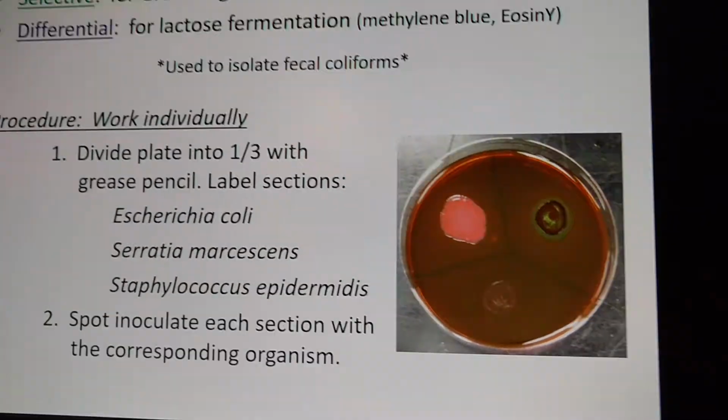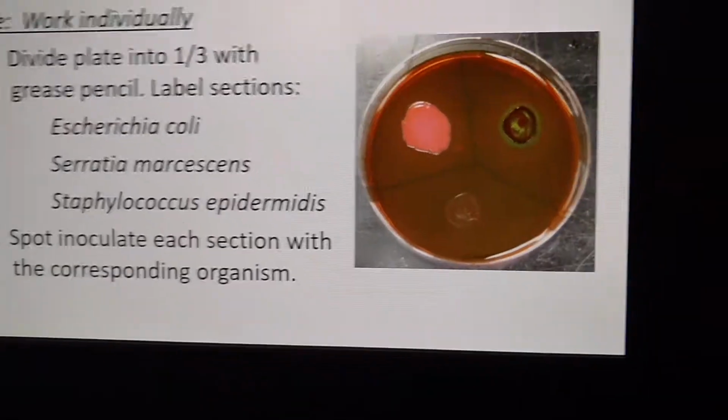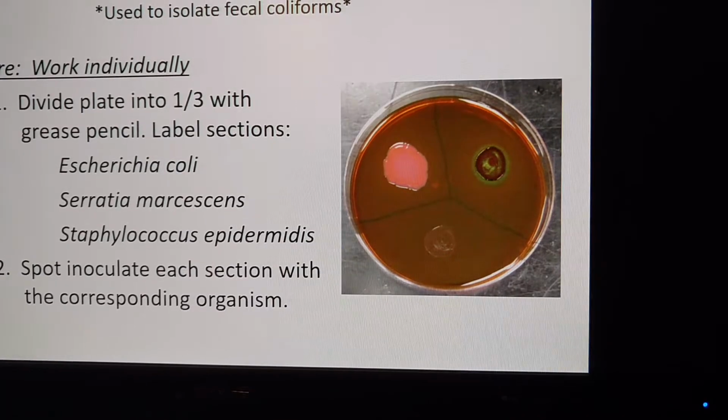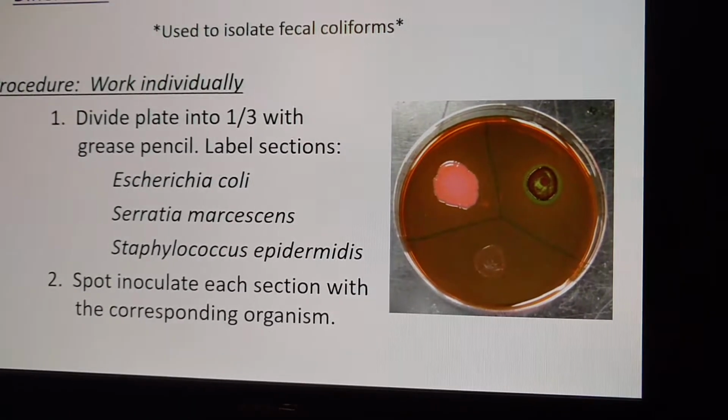On the right is E. coli. And you can kind of see on the outer edge of the bacterial growth from the spot inoculation a greenish sheen appearance. That's typical of a strong lactose fermenter like E. coli.